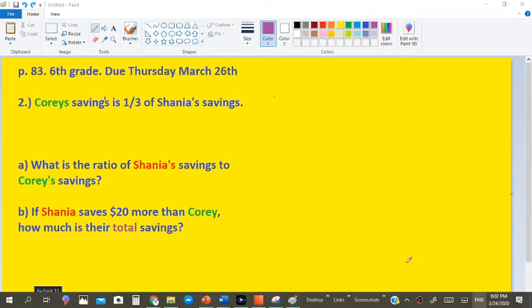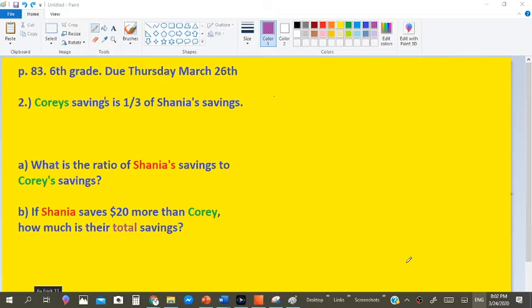I'm going to do an example on page 83 for 6th grade, which is the homework that's due for Thursday. If you turn to page 83, you will see the problem, which says, Corey's savings is 1/3 of Shayna's savings. The question says, what is the ratio of Shayna's savings to Corey's savings?